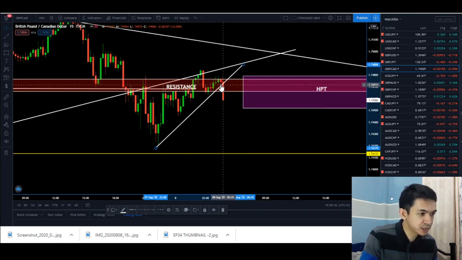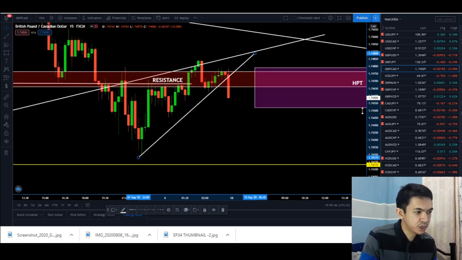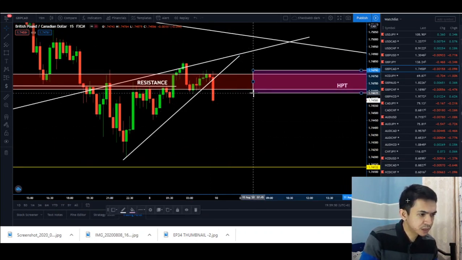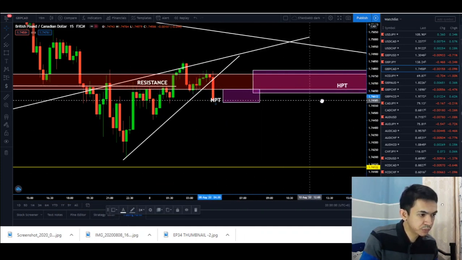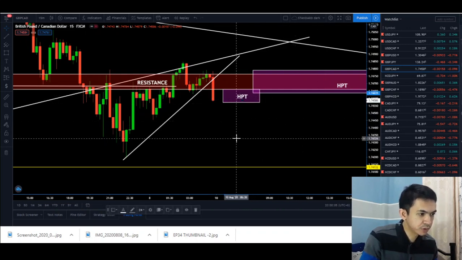So the price, is it below? Definitely. Yes, it is below. So this will be my high probability trade area or zone on a 15-minute time frame. So again, guys, I just repeated the process over and over again for a much better and optimal entry.